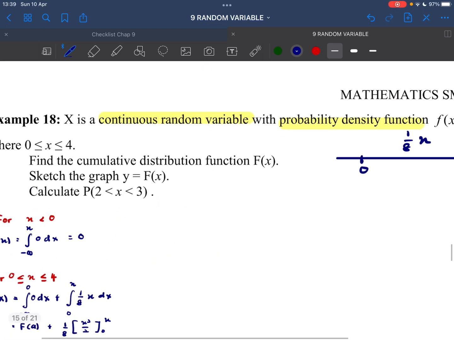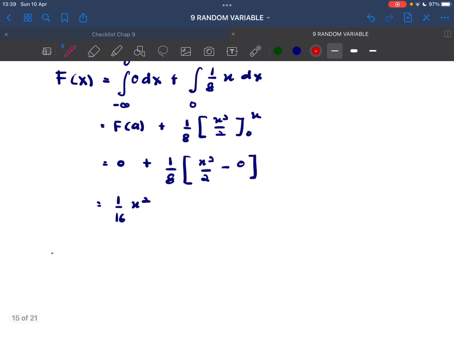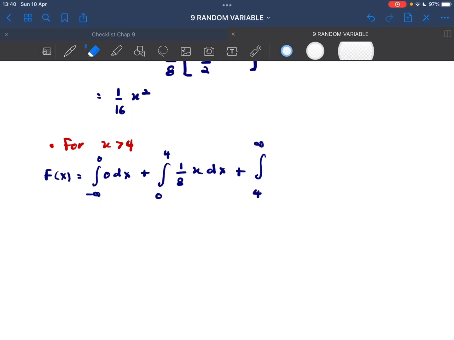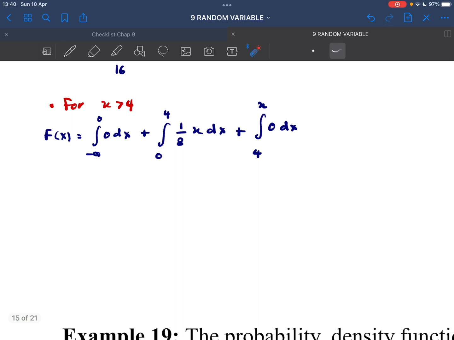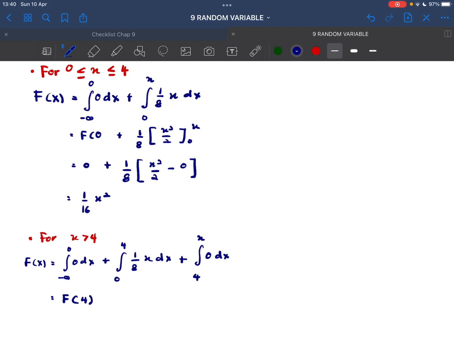And the last range here is for x greater than 4. Okay, so for x greater than 4, let's start from the start here, which is F(x) equals negative infinity to 0 function 0, plus 0 to 4, which is function 1 over 8x, plus 4 to infinity, which is supposedly infinity, but we have to change this into x. Okay, the last limit has to be x, where the function is 0. And this too is actually equal to F(b), where b here is 4. Okay, this is your F(a). F(a) is F(0). Okay, F(a) is 0.